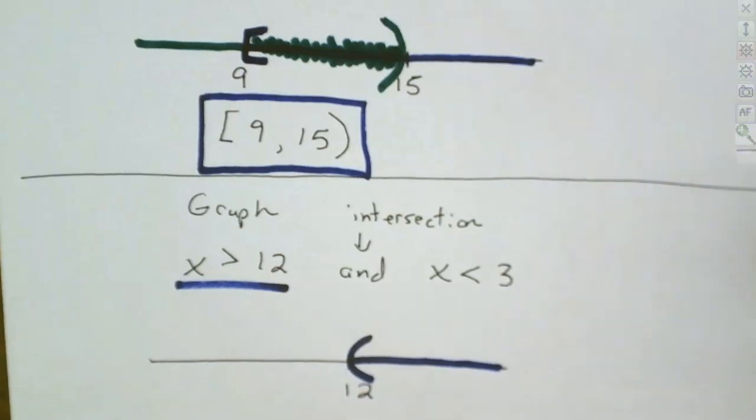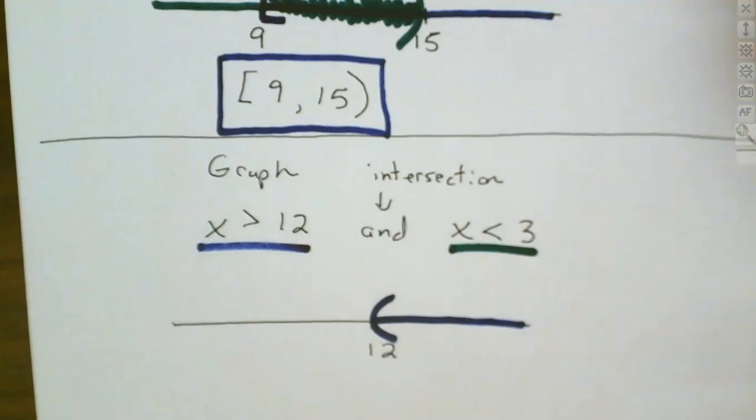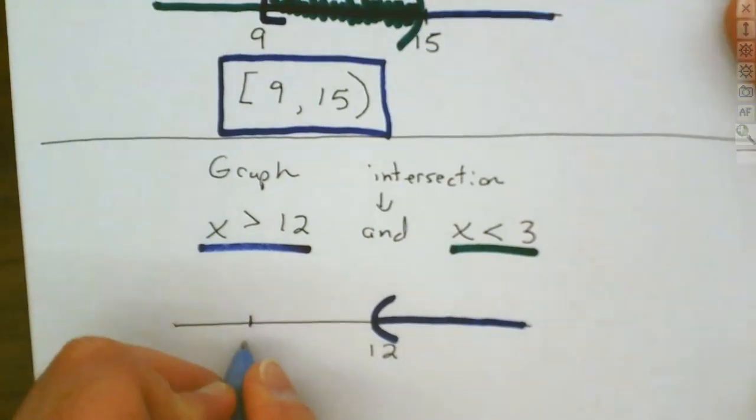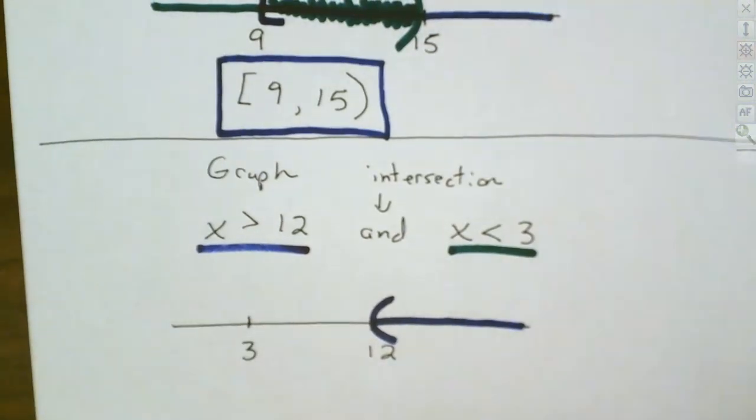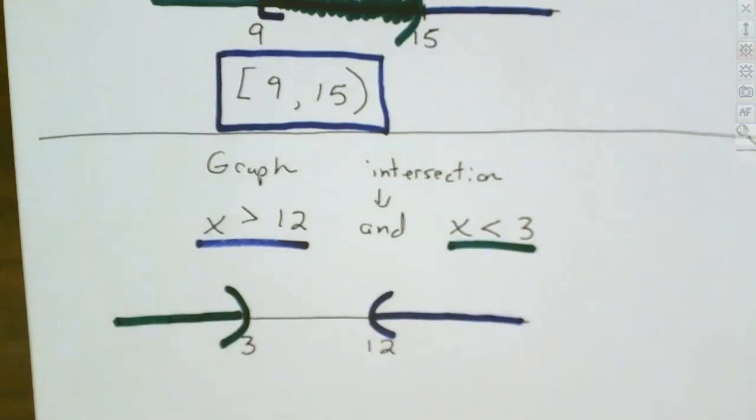Now, what about the other one? Well, the other one is x is less than 3. So what would that one look like? Well, if x is less than 3, that means that I'm going to be shading back to the left like that.